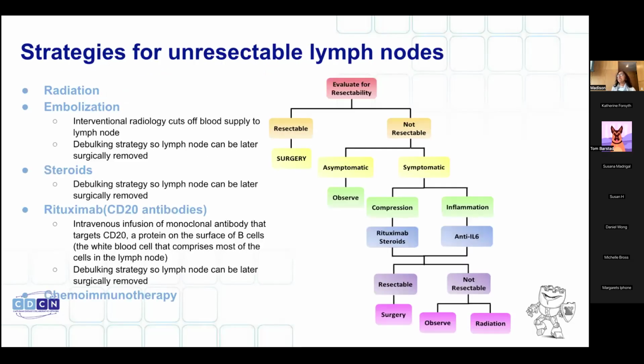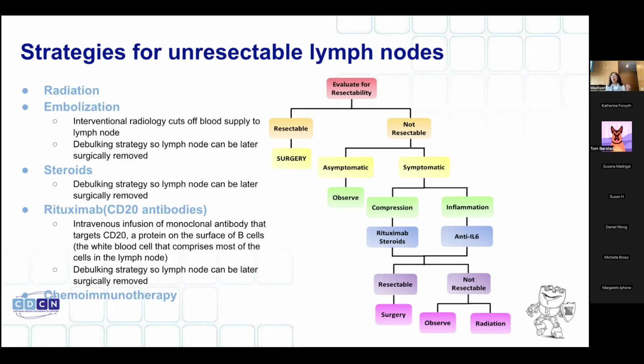So what are the strategies if it's unresectable? Okay, so if it's not resectable, first you need to evaluate, is this asymptomatic? So just because you have an enlarged lymph node, if it's not bothering you, you're not going to do anything about it. You're going to follow it, okay? Because the toxicity of doing something about it is worse than an asymptomatic lymph node. However, if you're having symptoms, then you need to think about what symptom is being produced. Is it compression? If it's compression, then you're going to try to decrease the compression, all right? And that's when I use rituximab.